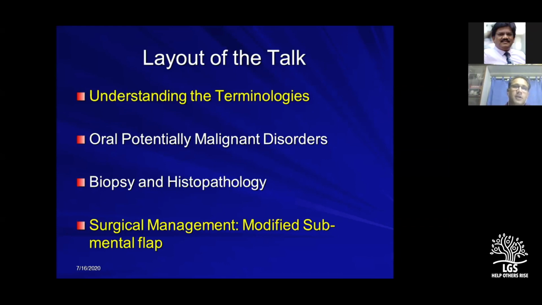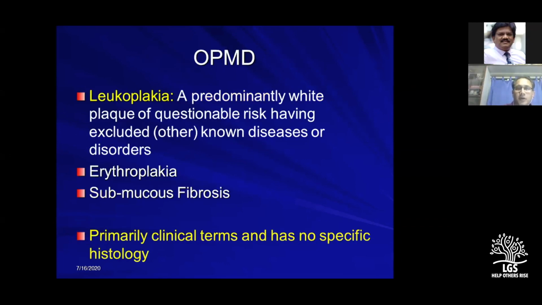And now, of course, we have the terminology of oral potentially malignant disorders. Previously, it was pre-malignant lesions or pre-malignant conditions. And now, of course, there is a unifying terminology called oral potentially malignant disorders. Subsequently, we will also go into what is important about the biopsy implications, a little bit about the histopathology we need to know. And of course, there is room for surgical management, definitely. And I will talk about a technique that we have used very successfully, the modified submental flap in these cases. So this would be the broad layout of my talk.